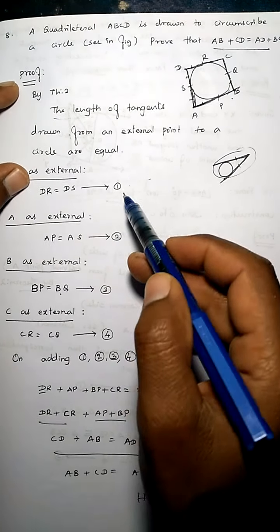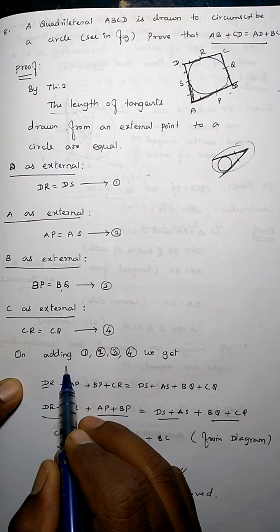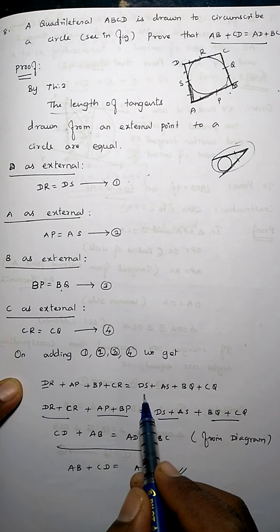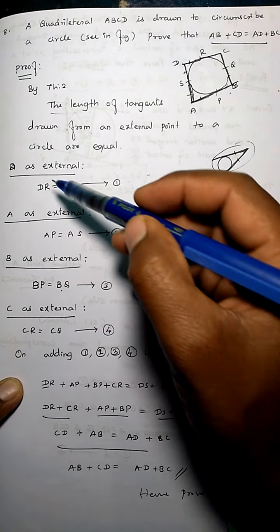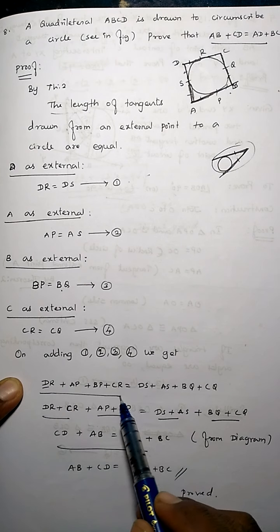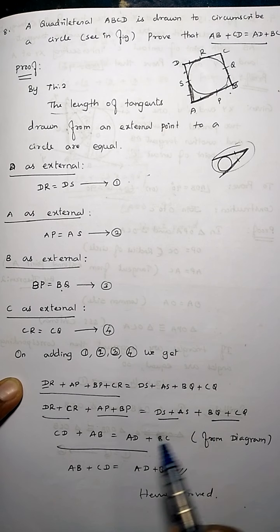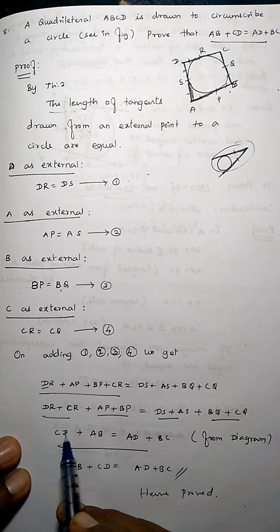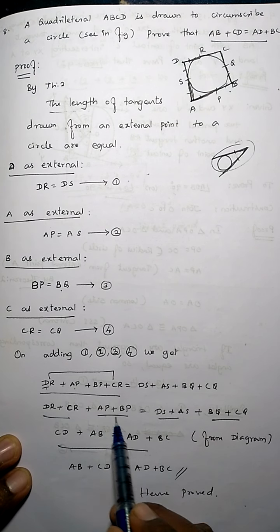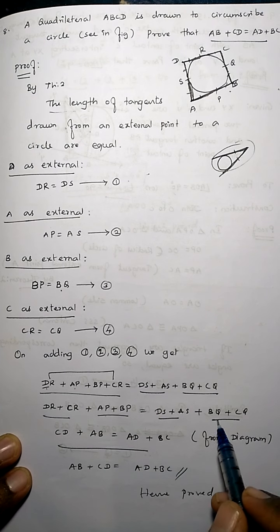Okay, now you have got 4 equations. So let's add all the 4 equations. So I'm adding equations 1, 2, 3, 4. Add LHS side and RHS side. On the LHS side you can take DR, AP, BP, CR, and on the RHS side DS, AS, BQ, CQ. Okay, now let's rearrange these terms. DR and CR let's write together, AP and BP together, and here DS, AS, BQ, CQ already it is in a proper order only.